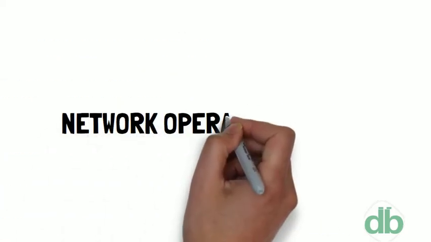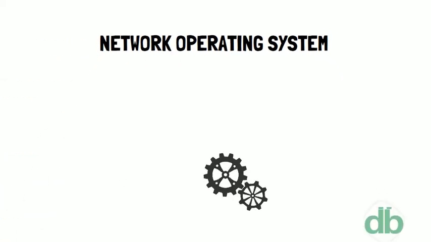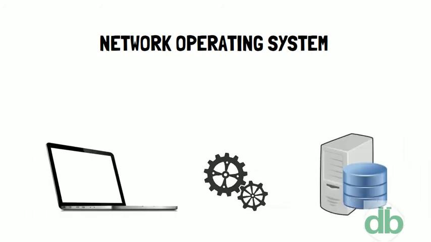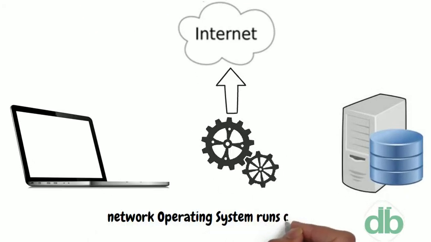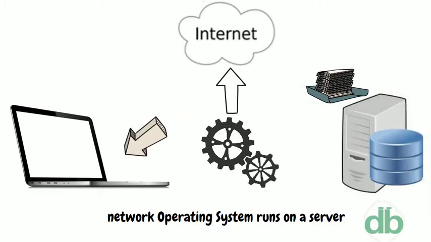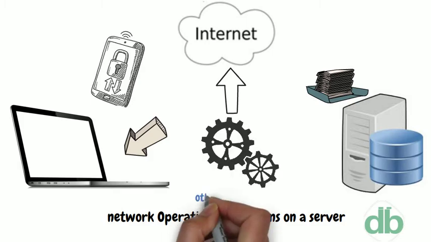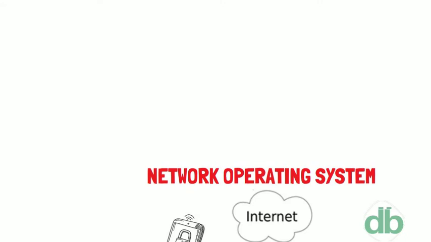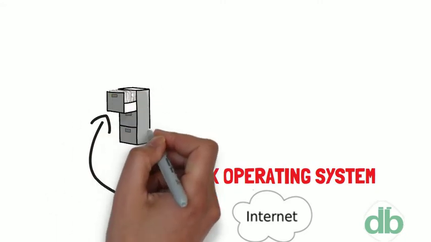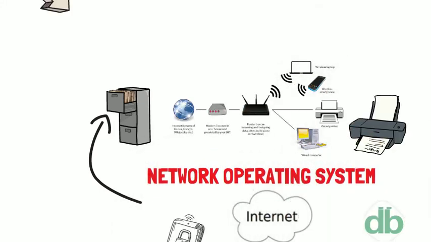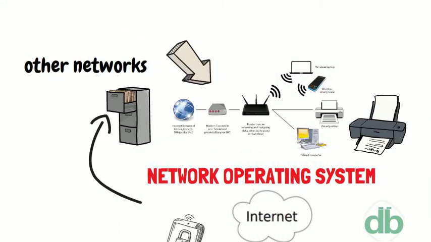Network operating system. The network operating system is a program that runs on computers and servers, allowing computers to communicate over the network. Network operating system runs on a server and gives the server the capability to manage data, users, security, applications, and other networking functions. The basic purpose of the network operating system is to allow shared file and printer access among multiple computers in a network, typically a local area network, or to other networks.